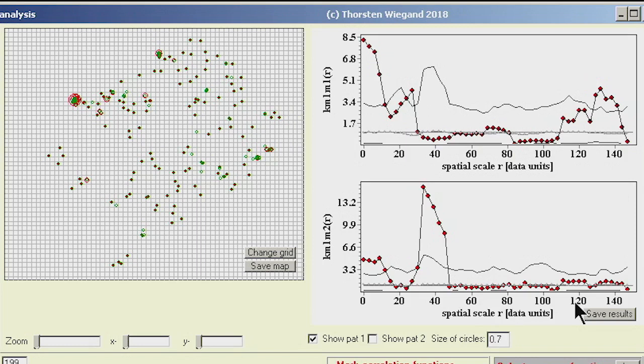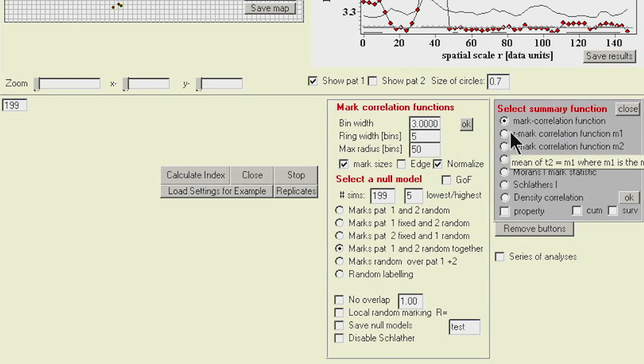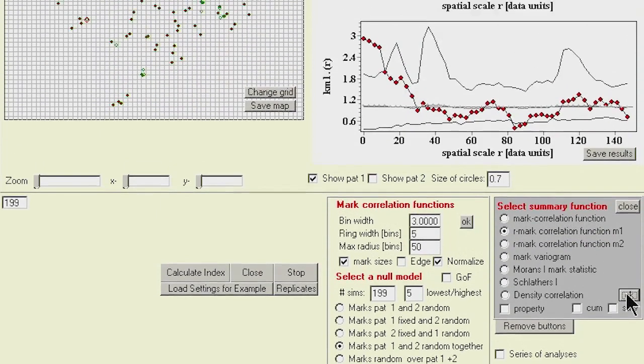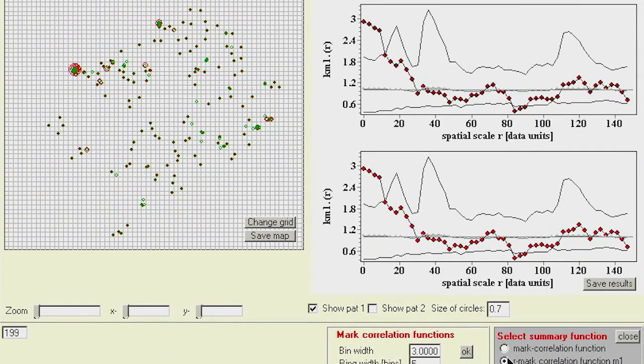Yeah, then of course you could also use other mark correlation functions. There's, for example, the r mark correlation function. And this one is very similar to the first one, but evaluates only the number of seeds of the first species, under the condition that there's a dropping a certain distance away. And here you see exactly the same effect. So there's a type of spatial correlation between the seeds of these two species.